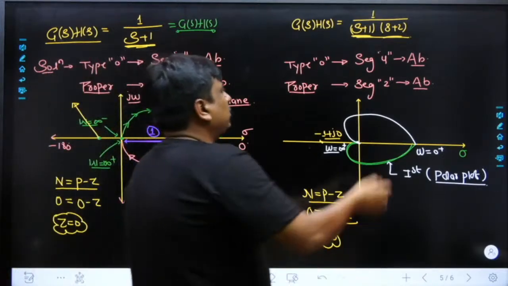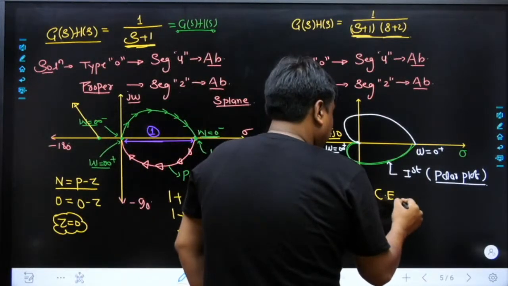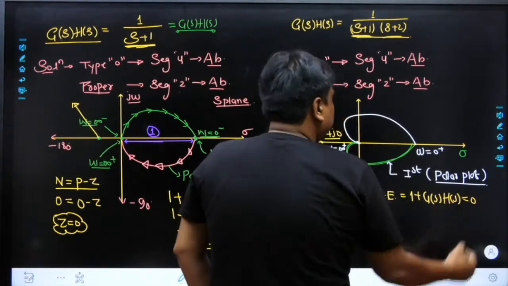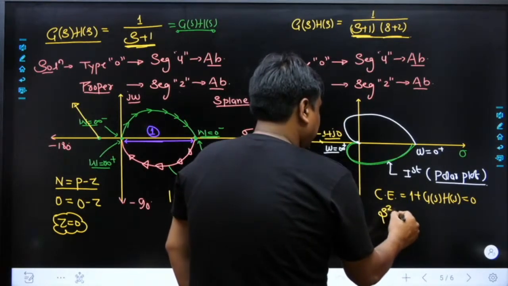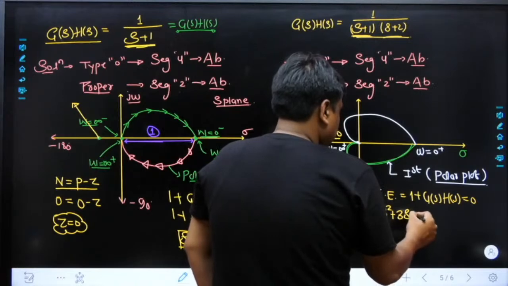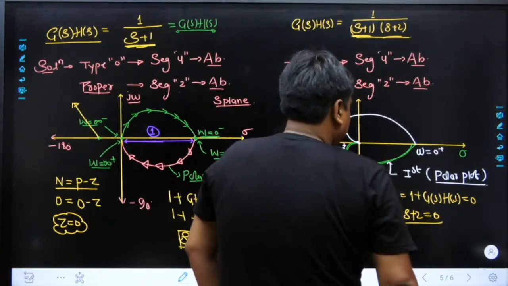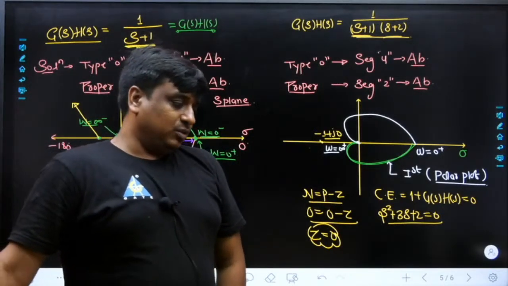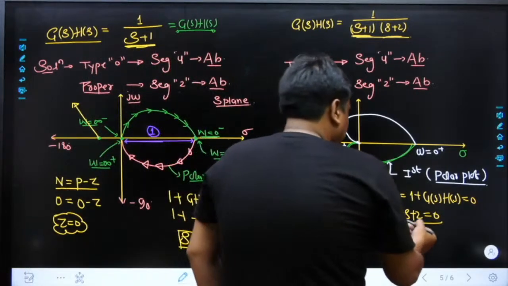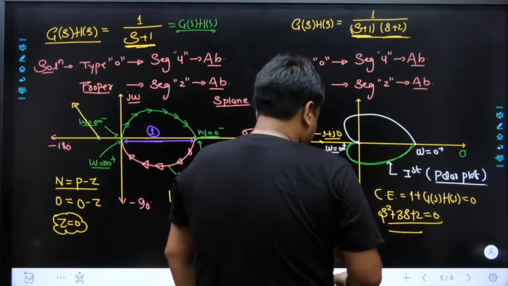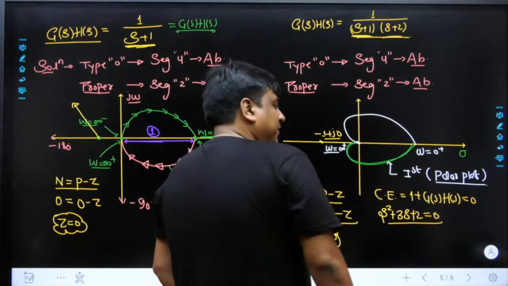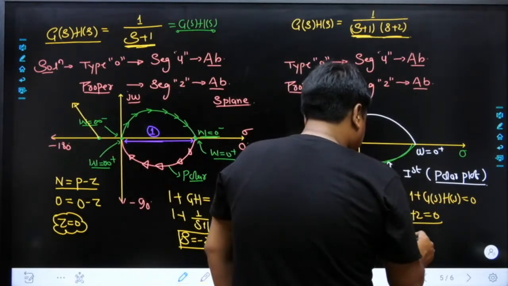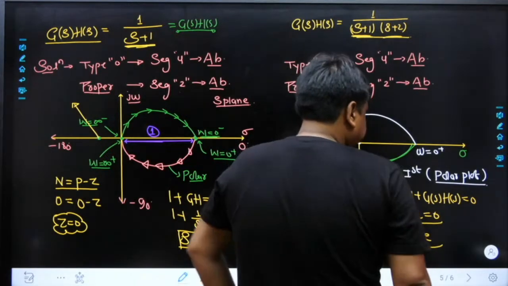If you don't agree, what can you do? You can find its characteristic equation. How is the characteristic equation defined? It is 1 plus G(s)H(s) equals 0. Once you do so, this becomes s square plus 3s plus 2 equals 0. And obviously, if all of the coefficients are positive, there is no doubt all of the poles are towards the left hand side of the S-plane, or I can say all of the poles have a negative real part. The system is a stable system.